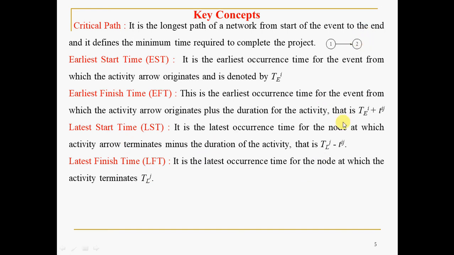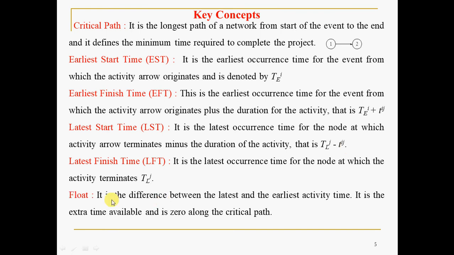So latest start time means you have to come back. Finish to start means 2 to 1, so you have to subtract this TIJ. Float is nothing but the extra time or the waiting time, we can say. It is the difference between the latest and earliest activity time. So it is the extra time available, and 0 along the critical path.